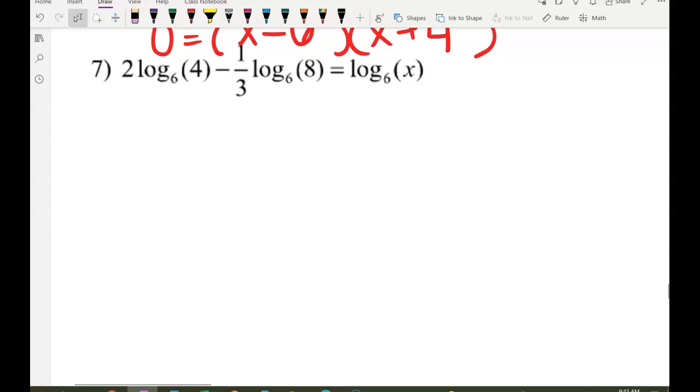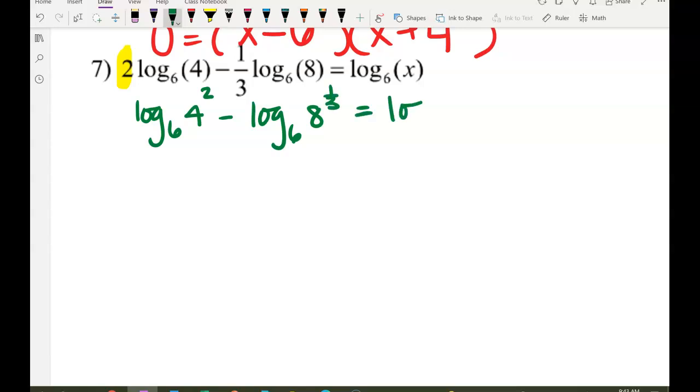2 log base 6 of 4 minus 1/3 log base 6 of 8 equals log base 6 of x. Yep. All right, guys. Do we have 1 log on each side? No. So we have to condense it to make sure there's only 1 on each side. The leading coefficient in the front becomes what? Exponential. So let's do that first. Log base 6 of 4 to the second power minus log base 6 of 8 to what power? 1/3. Okay. This stays as is.